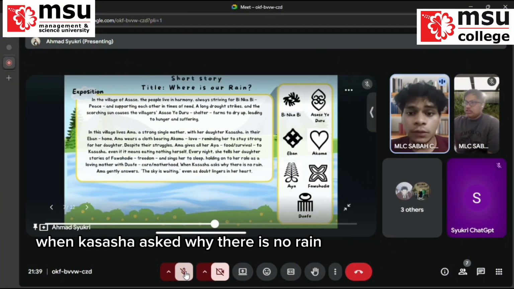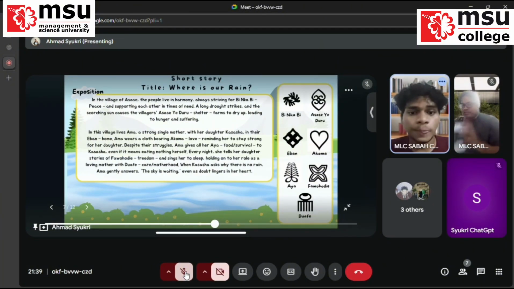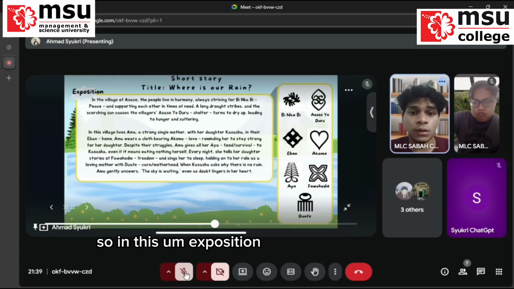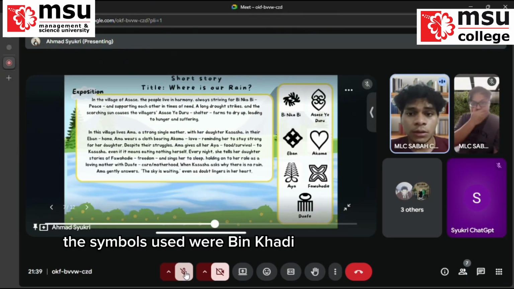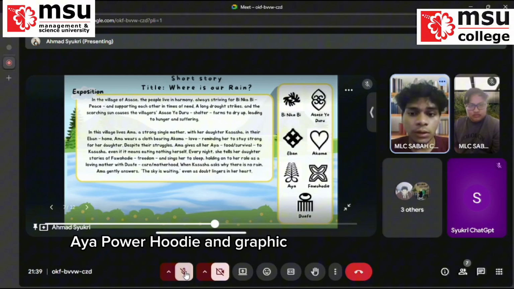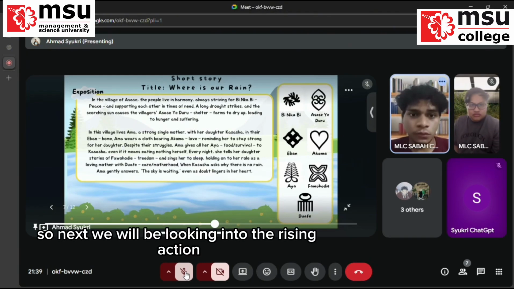When Kasasha asks why there is no rain, Amma gently answers, "The sky is waiting," even as doubt lingers in her heart. So in this exposition, the symbols used were Bin Kabi, Asase Yeduru, Eban, Akoma, Aya, Pawahudi, and Dwafe. So next we will be looking into the rising action.